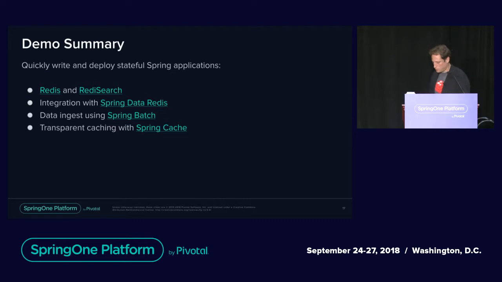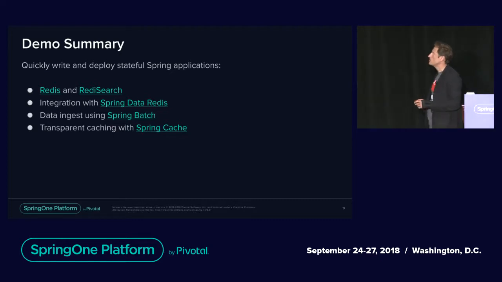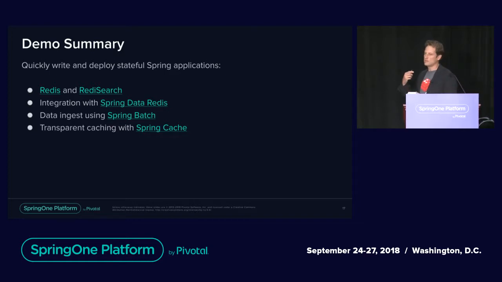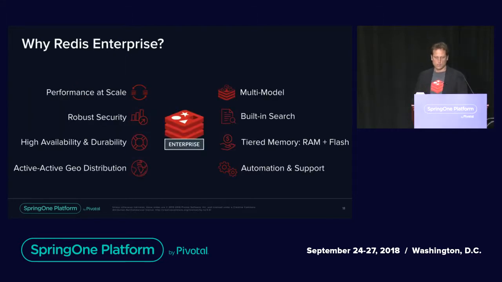All right. So what did we see in this presentation? We saw how to quickly write and deploy stateful Spring applications with Redis and RediSearch integrated with Spring Data Redis. The data ingest was done using Spring Batch, and then we used caching and other features from Spring. But there's a lot you can do in addition to this that's provided by Spring Data Redis and the Spring framework. If you look at the session store, for example, Spring provides that out of the box for Redis. So you can have a distributed session store for your Tomcat servers or other Java-based web servers.